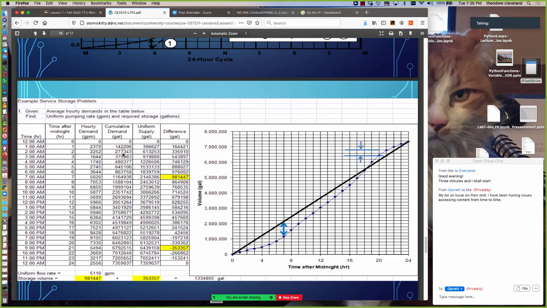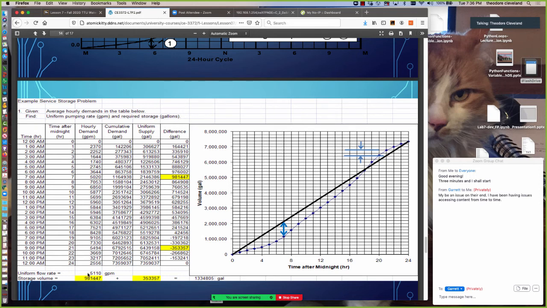At the end of the second hour, we needed to supply the 142,000 gallons of water plus about another 130,000 gallons of water for a total of 277,000 gallons of water. And we continue these calculations all the way to the end of the day. So in this example, the demand is almost 7.4 million gallons.